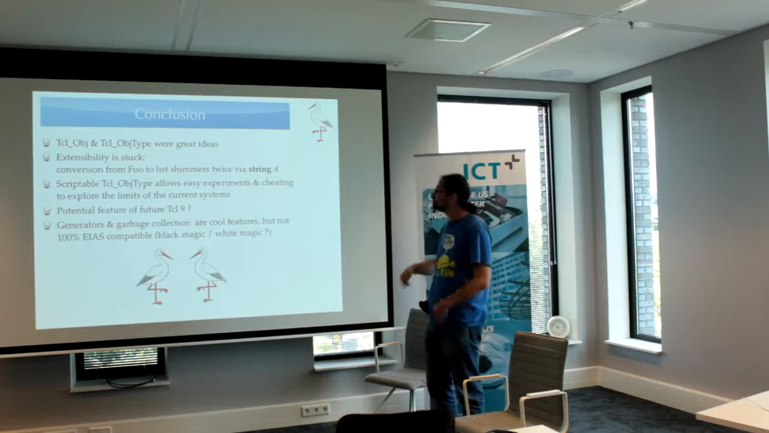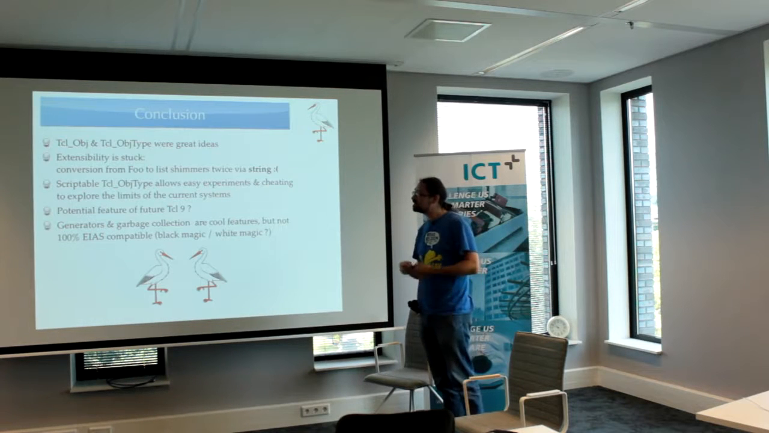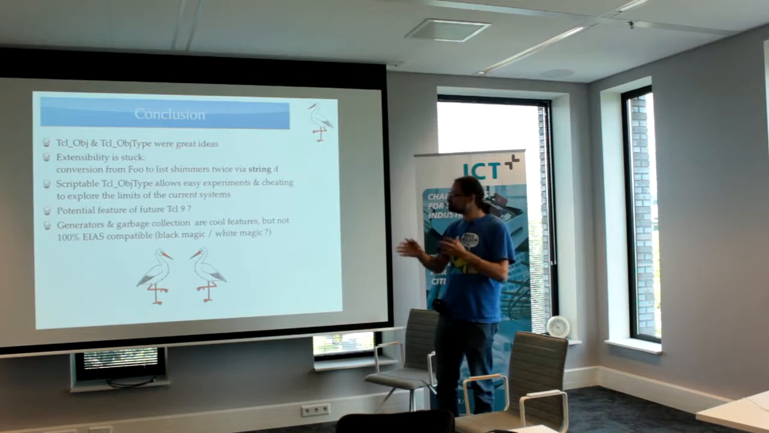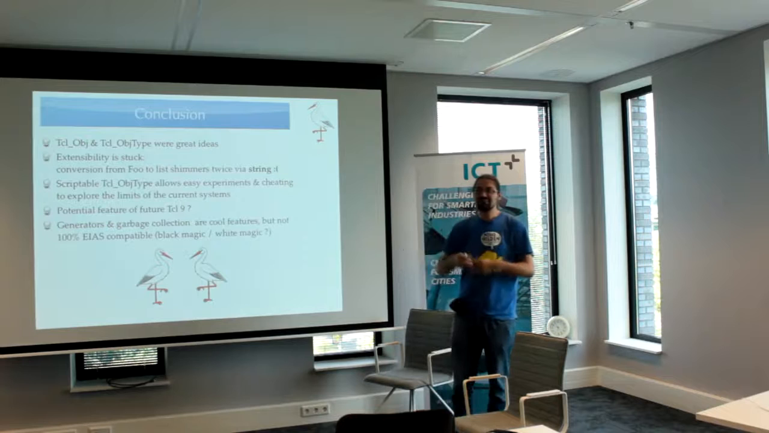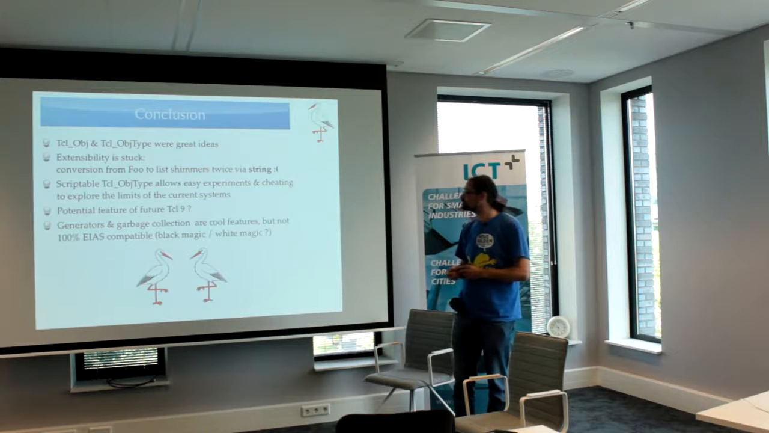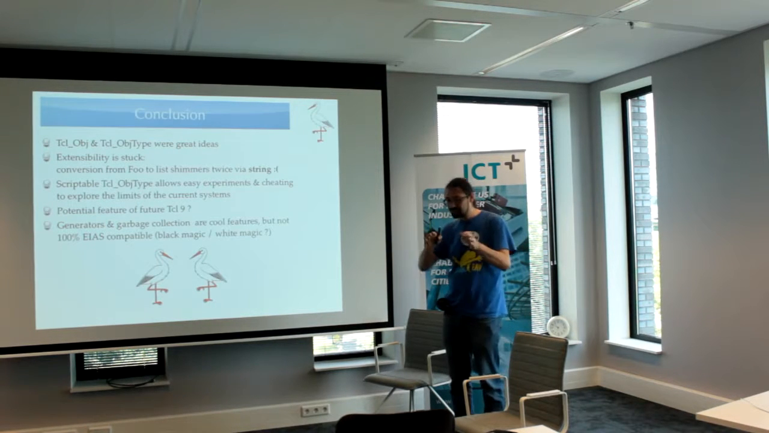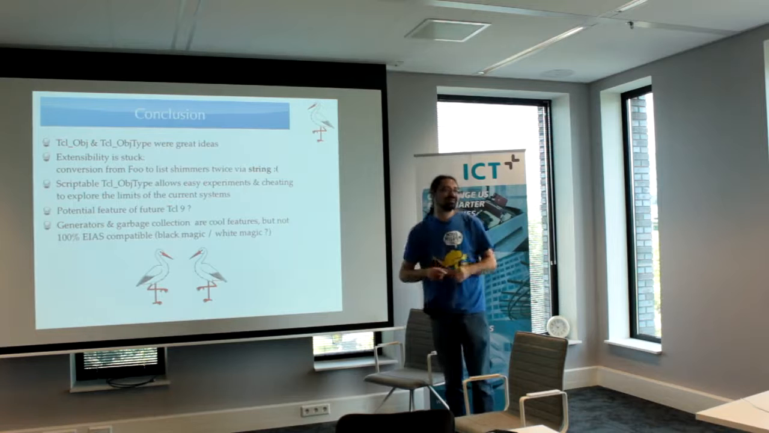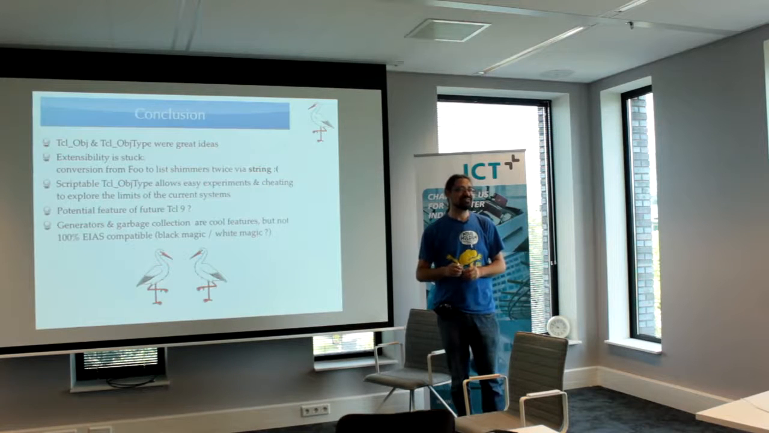Tcl object types were really great ideas when they were introduced like 15 years ago. But the extensibility is stuck now because you have only this string possibility. Maybe even if we strip it down a bit and clean all the rough edges, there could become a potential feature in Tcl 9 that you could really make your object types officially in Tcl 9. There are lots of cool features you can do with it, but you're always on the border of black magic, white magic. So it will be a different Tcl than it is today.